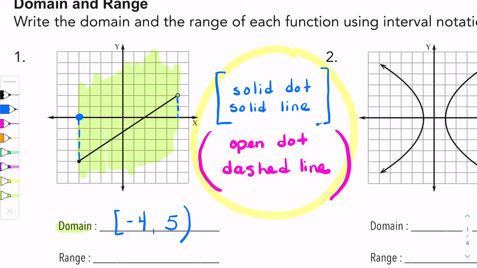Okay, I know that the graph goes up and down. It doesn't matter. For the domain, we're literally looking at x values only. So those 2 points I marked in blue, and then it's in between where I shaded in green.